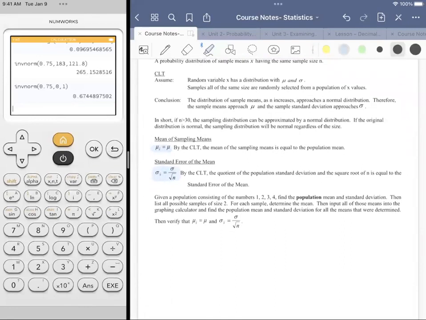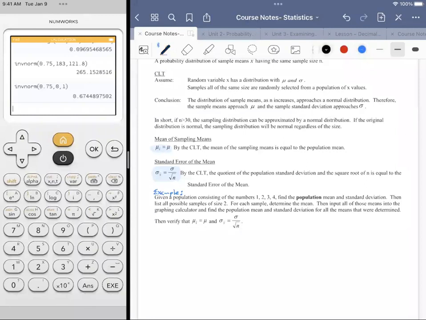So I'll take you through this example, and also take this as a typo, because I don't see the word example here. It makes it seem like it's part of the notes. Okay, so that's a typo for somebody. So we're given a population consisting of the numbers 1, 2, 3, and 4. We want to find the population mean and population standard deviation. So we'll do that first.